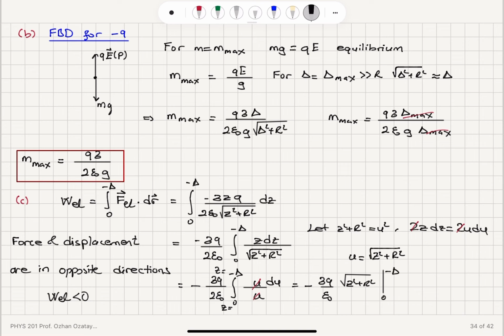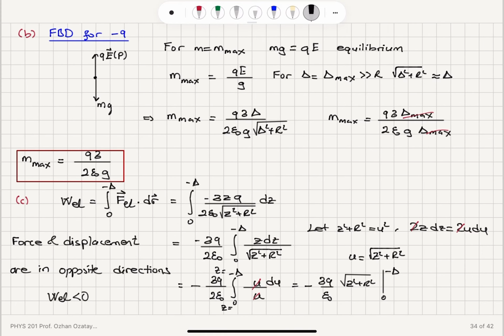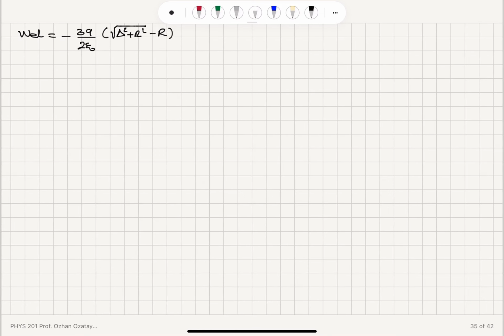And this gives me an electrical work of minus sigma q over 2 epsilon 0 times the square root of delta squared plus r squared minus r. So I substitute z equals 0 and z equals minus delta. So it's the square root of delta squared plus r squared minus r. That's the work done by the electrical force.